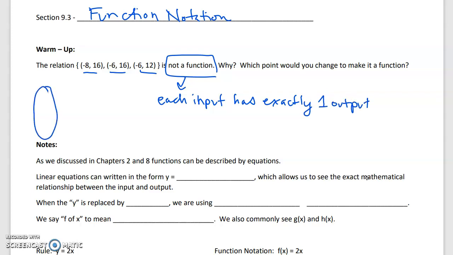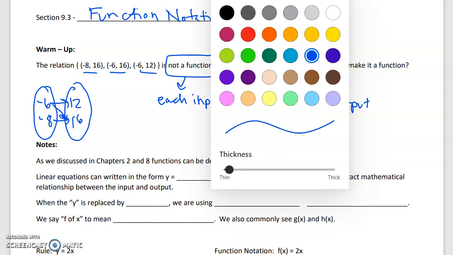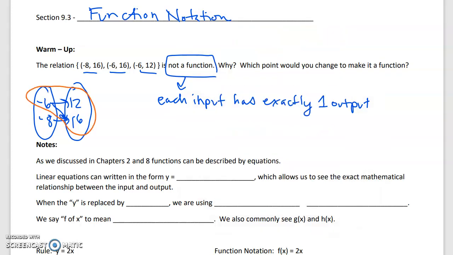And I really like using the mapping diagrams to help us. So our inputs are -6 and -8, and our outputs are 16 and 12. And then we can go ahead and draw our arrows. So -8 maps to 16, -6 maps to 16, and -6 also maps to 12. So if we look at this, the input -6 has 2 outputs. So it's not a function because -6 has 2 outputs.